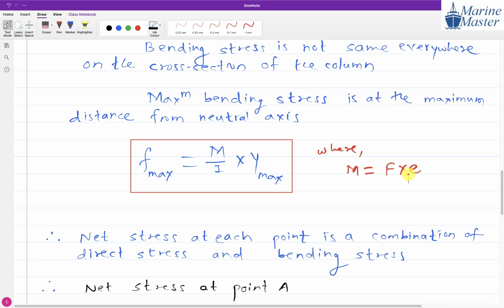Okay, everyone has added this effect of M. And what will be the unit of M? Tell me. Newton meter. The unit of M will be Newton meter.